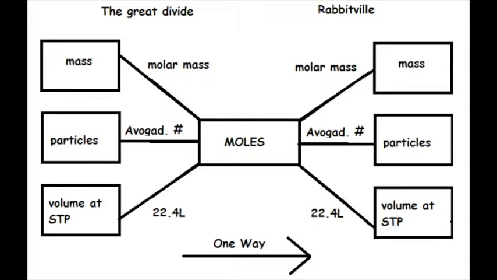If you have the mass on the left, you only need to divide it by the molar mass. And if you have particles on the left hand side, you only need to divide it by Avogadro's number, which is 6.02 times 10 to the power of 23. And if you have the volume at STP, just divide it by 22.4. And the only way to cross the bridge is going from the left hand side to the right hand side. So with this bridge, you can do every calculation of stoichiometry.